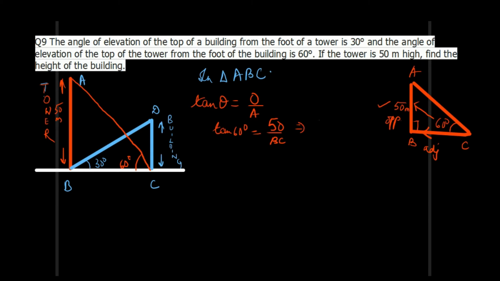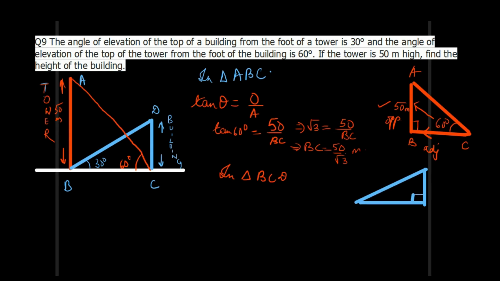Now tan 60 degree means root 3. And this is equal to 50 upon BC. So this implies BC is equal to 50 upon root 3 meter. I am not rationalizing it right now, so let it be like this only. Now next we will consider triangle BCD. Let me draw this triangle again for your convenience. This is 90 degree and this angle is given to be 30 degree. And this is D, this is C, and this is B.